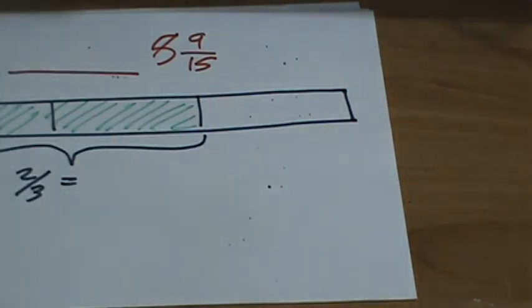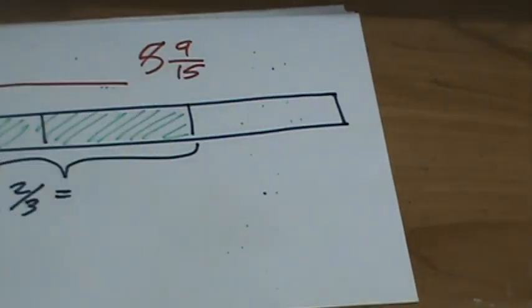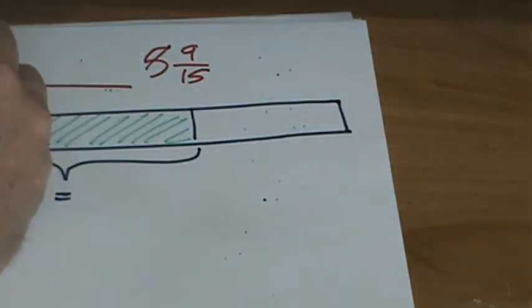equivalent. We need to break this into 15 pieces, okay? 15 units. How do I do that? Do I just randomly do it? No, you don't randomly do anything in math. You go 3 times 5 is 15. 5, 10, 15. So we need to break each of these into 5 units. Each third into 5 units so they equal 15.